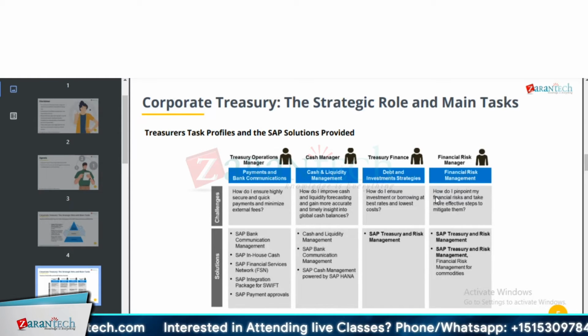The treasury finance manager handles the debt and investment strategies. As I mentioned, based on the cash manager's decision that we need either borrowing or investment, the debt and investment strategy is decided by the treasury finance manager, who ensures that the investments and borrowings we make are at the best rates, and at the lowest cost in the case of borrowing. Then we have the financial risk manager, who evaluates any market risk, interest rate risk, or any sort of risk that we might foresee in the future, and provides effective steps to mitigate those risks.